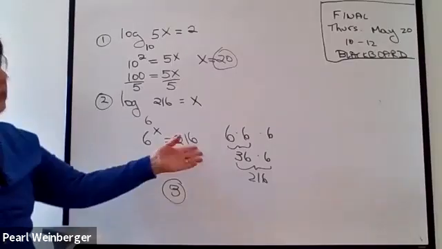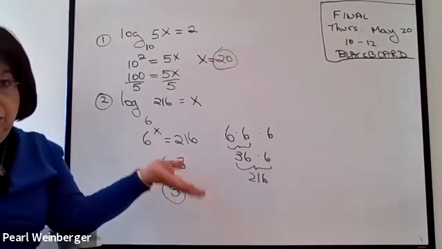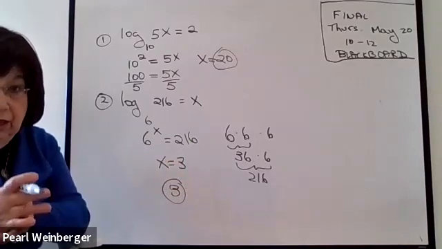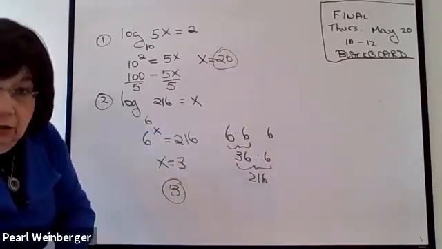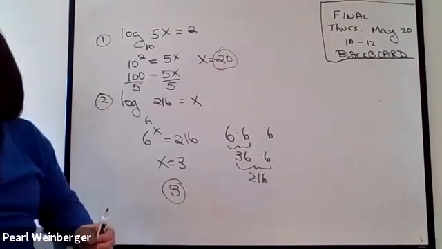Yeah, I see now. Okay, because it has nothing to do with 36. 36 is not the number you're looking at. The number you're looking at is the 6s. Yeah, I see that now. Okay.